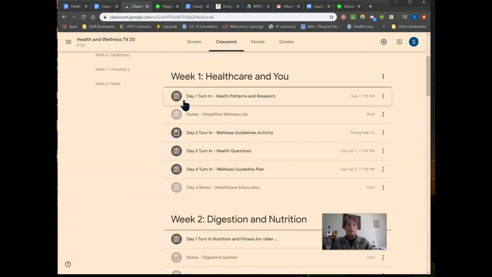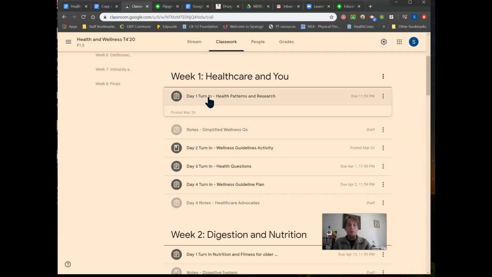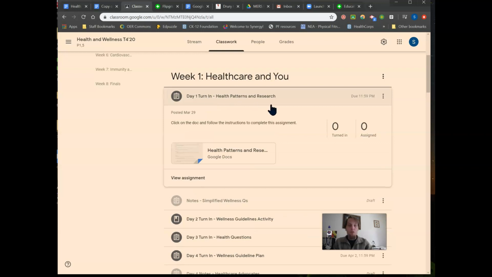So week one, day one, day two, day three, day four. These should have been scheduled to open up on those respective days, so my apologies, but you probably like it better that you can see what you're going to be doing. You don't need to jump on these right away. So today is a fairly soft start. Let me just go through what the day one turn-in is. Health patterns and research. You're going to click on the doc here and just follow the instructions to complete.